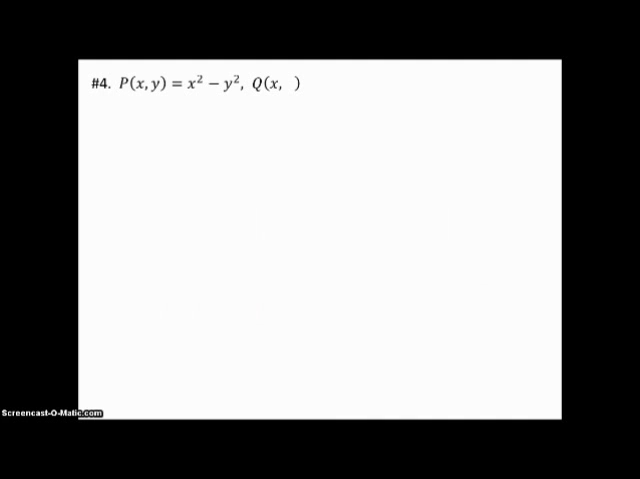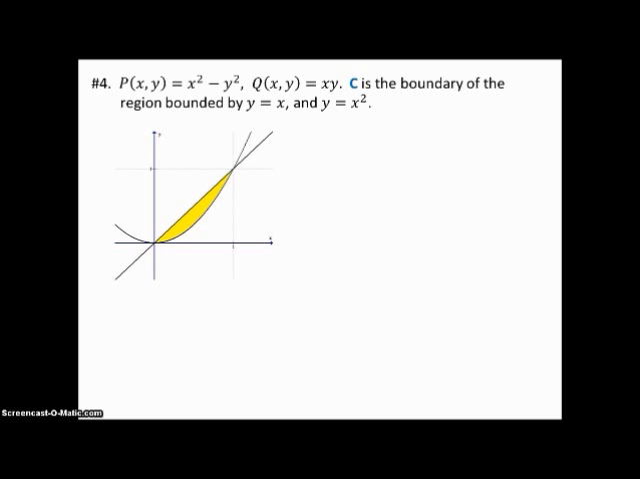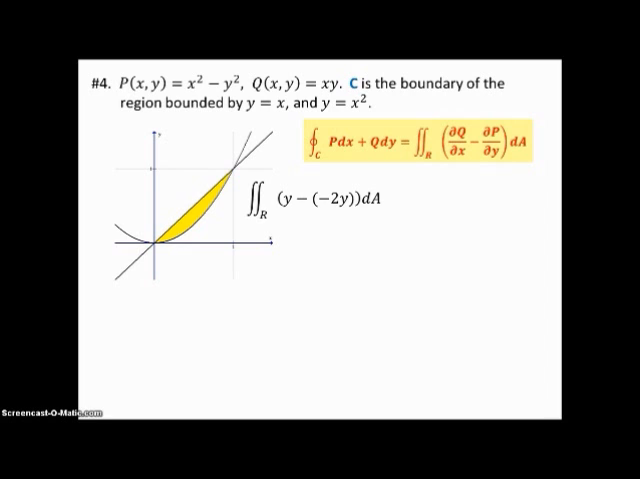Number 4. This time p is x squared minus y squared, q is xy, and C is the boundary of the region bounded by y equals x and y equals x squared. It's going to be similar to the previous one, except this time our boundary is made up of 2 smooth curves. So we're going to apply Green's theorem and do a double integral with respect to area rather than the line integral. If you look at q, again the partial derivative with respect to x is just y, the coefficient of x. And for p, the partial derivative with respect to y is negative 2y. The x squared goes to 0.